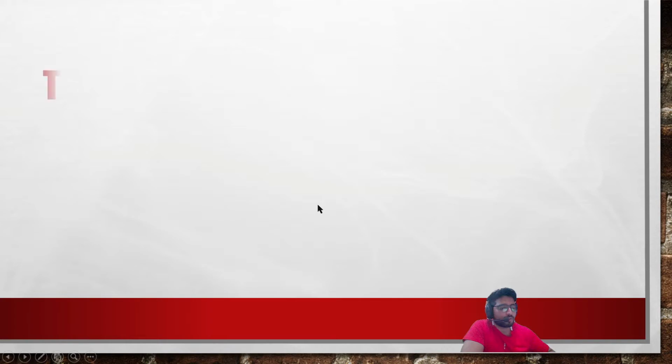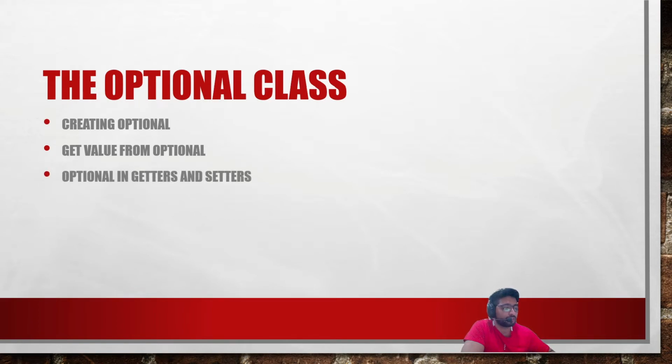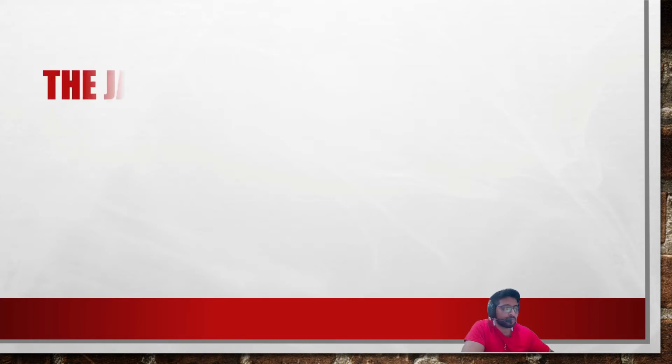Next, we will discuss the Optional class here. What is the usage of the Optional class, how you can create the Optional class, how you can get the value from that Optional class, and how the getter and setter will be used in the Optional class and Optional mapping things. Later, we will discuss the file input output operation, which is introduced in Java 8, like file processing to retrieve a file of a system and searching the files also.